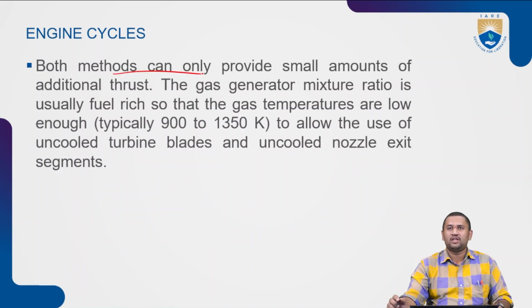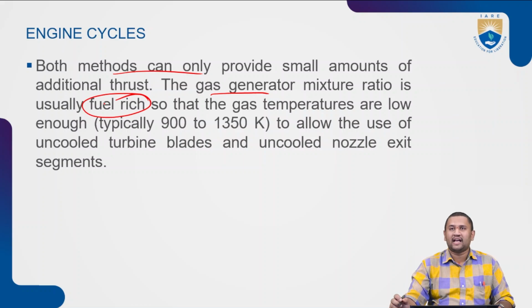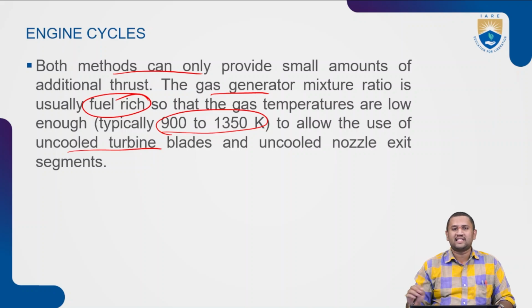Both methods can only provide small amounts of additional thrust, and the gas generator mixture ratio is usually fuel rich, so that the gas temperatures are low enough, typically in the range of 900 to 1350 Kelvin, to allow the use of uncooled turbine blades and cooled nozzle exit segments.